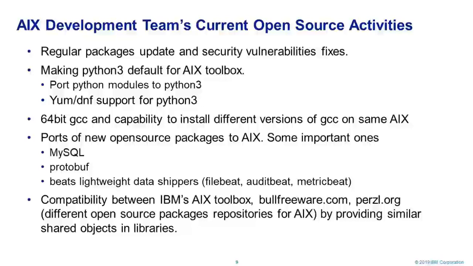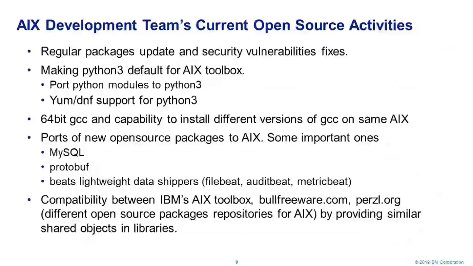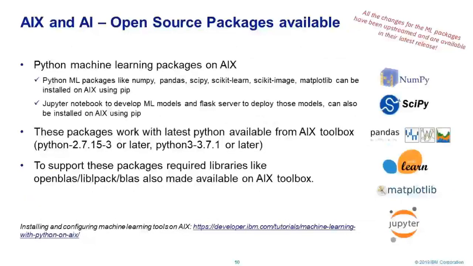As part of that, we have a strategy to use libraries in a certain way, and the nomenclature of those libraries in a certain way, so that they will not create this conflict of a library or library not found if it comes from different sources. We are very much there. We have achieved very much compatibility with bullfreeware.com. We are in discussion with Michael Perzl's site, and we will achieve the compatibility there as well. So that's all about the AIX toolbox and open source.